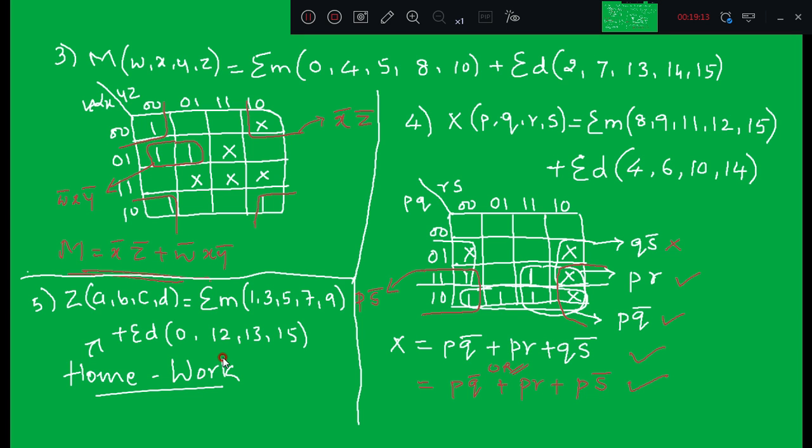So please do this homework and send me the screenshot, okay? With these 4 examples plus one homework example, we'll wind up today's class, and in the next class we will discuss the 5 variable K-map, okay? Thank you.